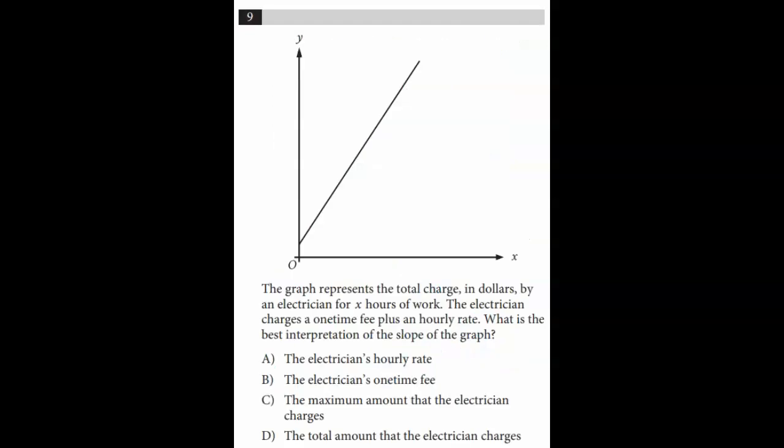All right, number 9. The graph represents the total charge in dollars by an electrician for X hours of work. So this is the total charge in dollars for X hours of work. So obviously the more he works, the more he charges. That's what this graph is showing. The electrician charges a one-time fee plus an hourly rate. So this should be the difference from 0 to here is that one-time fee.